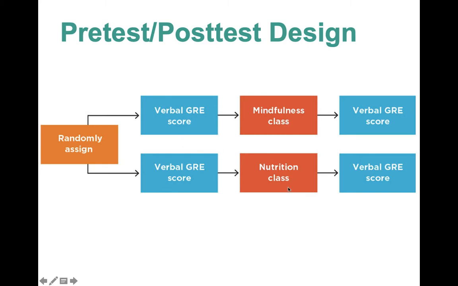Another way that you can handle the data is to say, hey, before the class, you can show that both groups are equal in terms of the average GRE score. So that way, if you see a higher GRE score in the mindfulness class afterwards, you say, hey, that must be due to the mindfulness class because the groups were equivalent at the start. So there can be an advantage of doing a pretest because that ensures equivalency instead of just assuming equivalency on your DV.